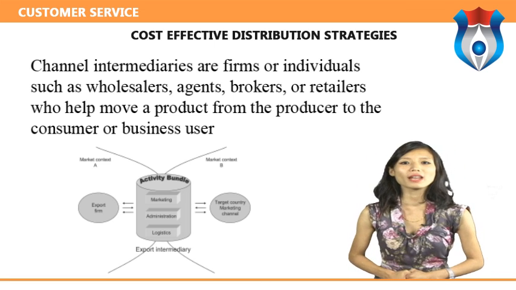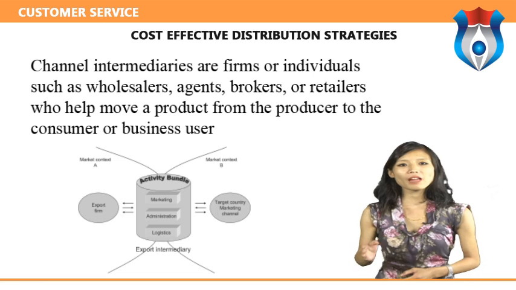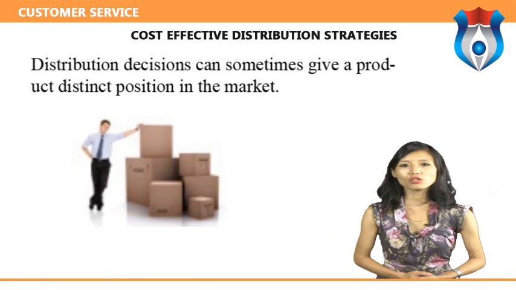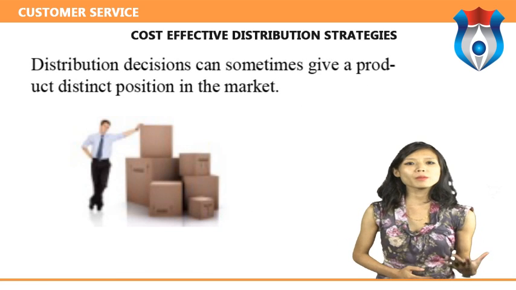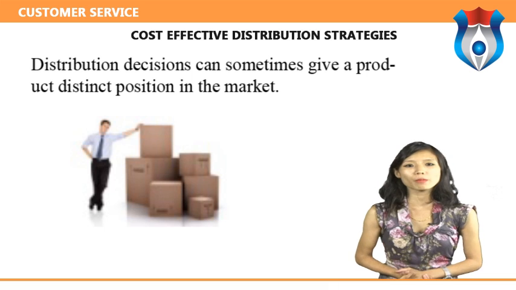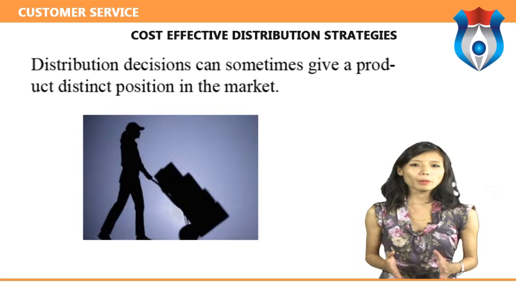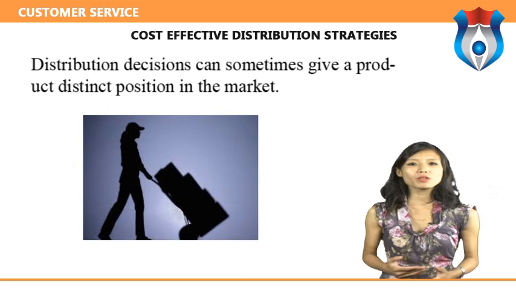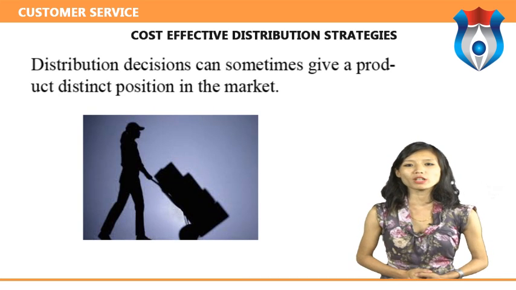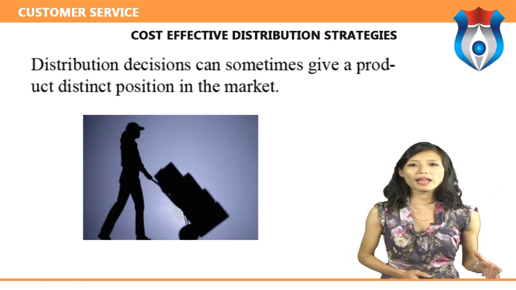A company's channel decision directly affects every other marketing decision. Distribution decisions can sometimes give a product a distinct position in the market. The choice of retailers and other intermediaries is strongly tied to the product itself. Manufacturers select mass merchandisers to sell mid-price range products, while they distribute top-of-the-line products through high-end department and specialty stores.